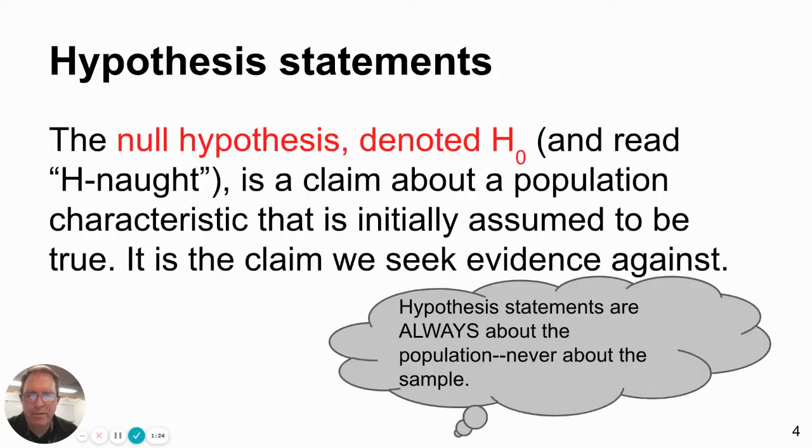The null hypothesis is denoted H subscript 0 and read H naught. The null hypothesis is a claim about a population characteristic that is initially assumed to be true. It is the claim we seek evidence against. So we're going to create sampling distributions for the statistic based on our null hypothesis. And I have a note here, hypothesis statements are always about the population, never about the sample. So in your hypothesis statement, you should not refer to the sample statistic, the sample mean, the sample standard deviation, sample proportion, anything like that.